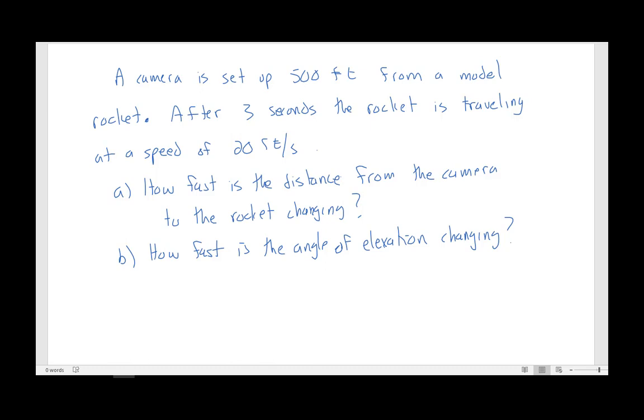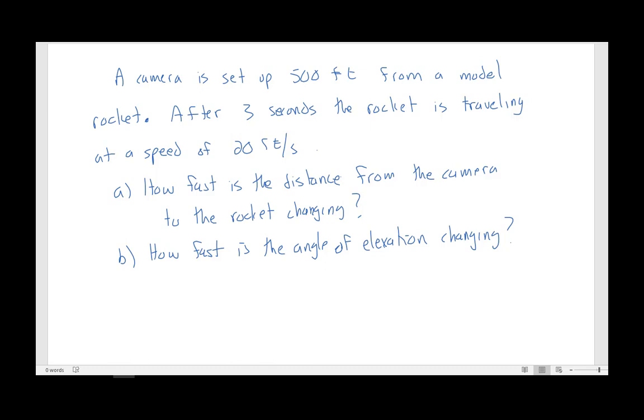Okay, now that you have unpaused the video, here's the scenario presented to us. We're told that a camera is set up 500 feet from a model rocket. After 3 seconds, the rocket is traveling at a speed of 20 feet per second. Letter A says how fast is the distance from the camera to the rocket changing, and letter B says how fast is the angle of elevation changing.